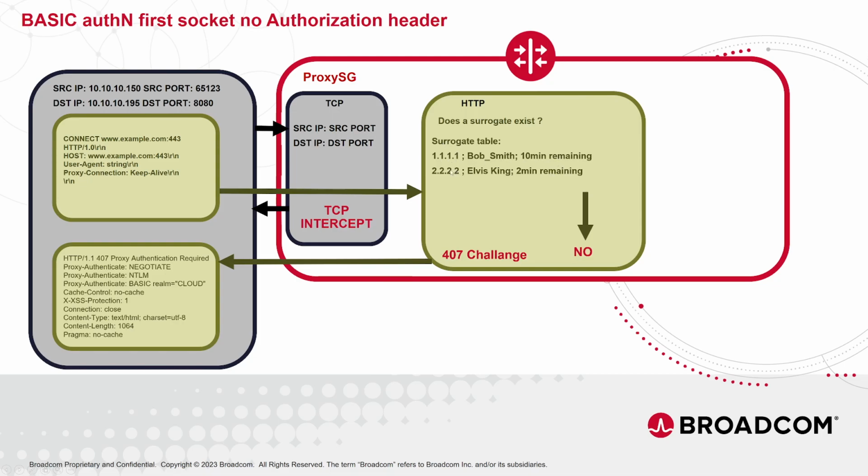These are the two that are in the surrogate table. There is Bob and Elvis. They have got these IPs. My source IP is 10.10.10.150, therefore the answer is no. Therefore the proxy will 407 challenge the client back.